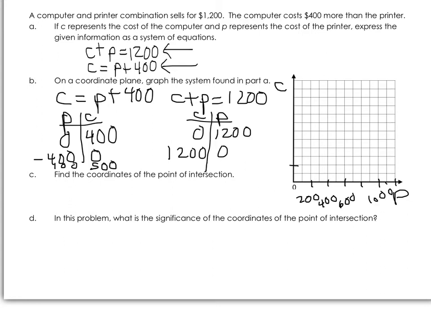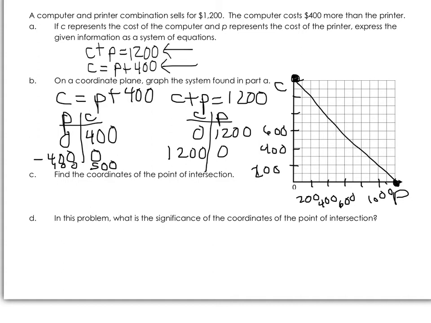We can do the same thing on the C-axis. We'll have 200, 400, 600, 800, 1,000, 1,200. So our first line here, C plus P equals 1,200. It has a P-intercept at 1,200 and a C-intercept at 1,200. That's C plus P equals 1,200.